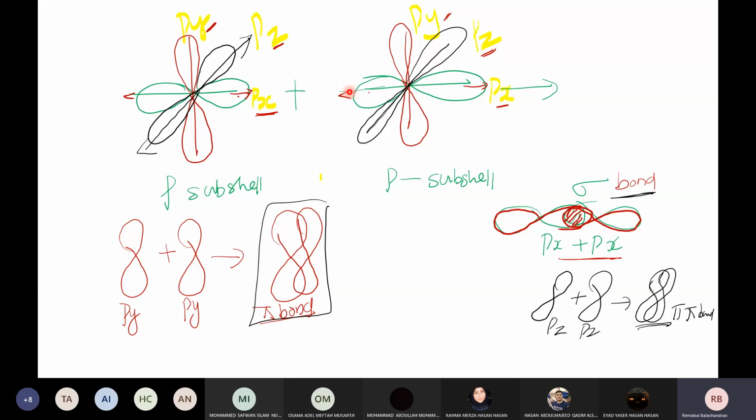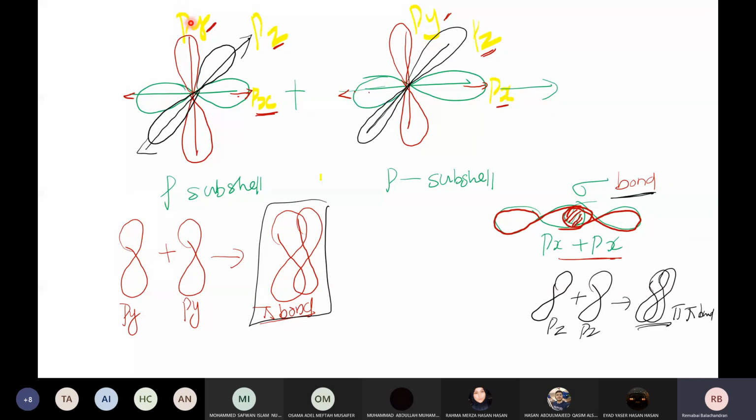This axial overlapping will result in what type of bond? Sigma bond. Okay, so don't forget, since px is on the axis, px plus px. So this is one px, and another px, they come through the axis. So px plus px will give you a sigma bond. Did you understand? Is it clear?